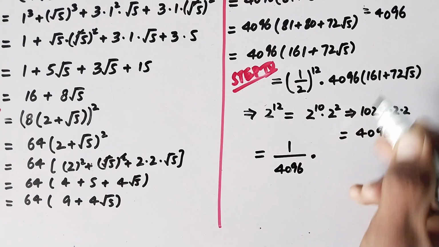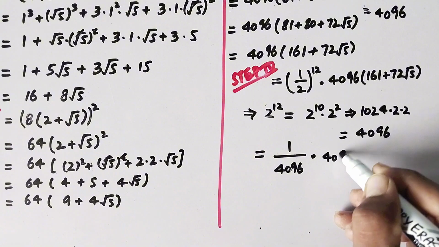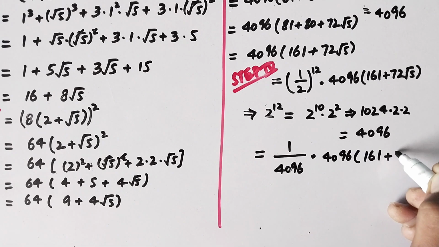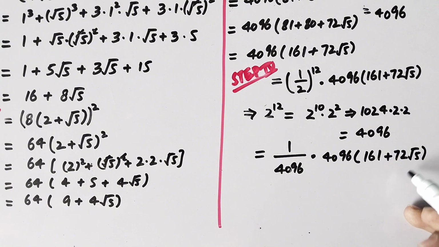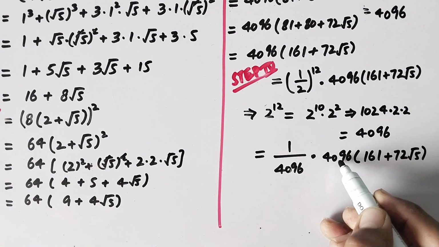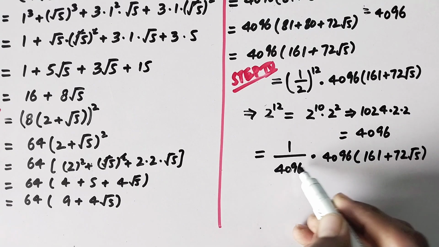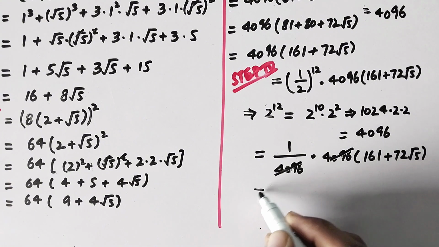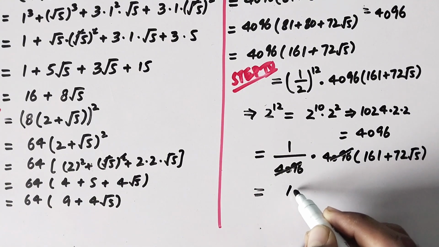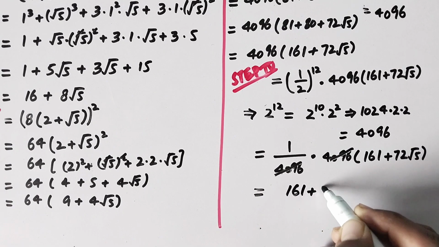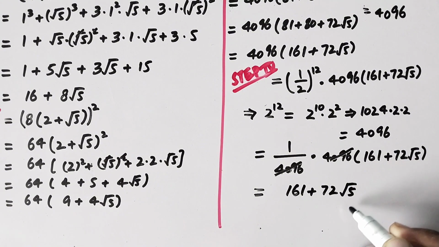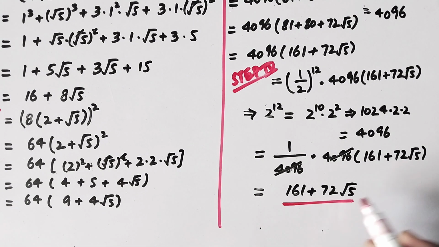So here we can write 1 over 4096 times this term, 4096 into (161 plus 72 times square root of 5). And now we can see that this value and this value are the same and are being divided, so they will be cancelled by each other, and now we are left with 161 plus 72 times square root of 5, and that is our final answer.